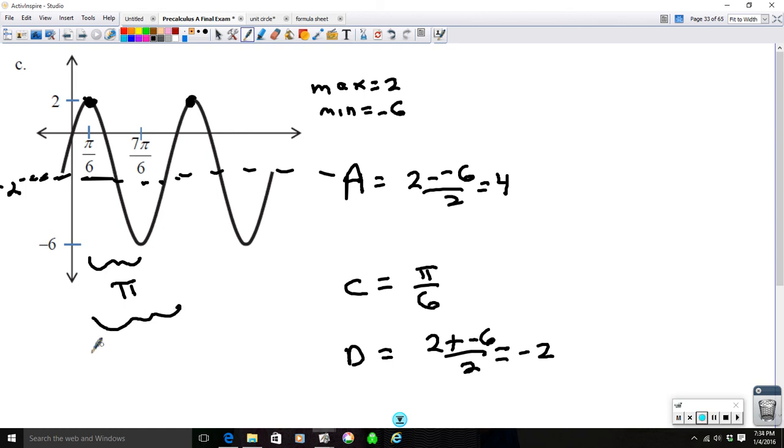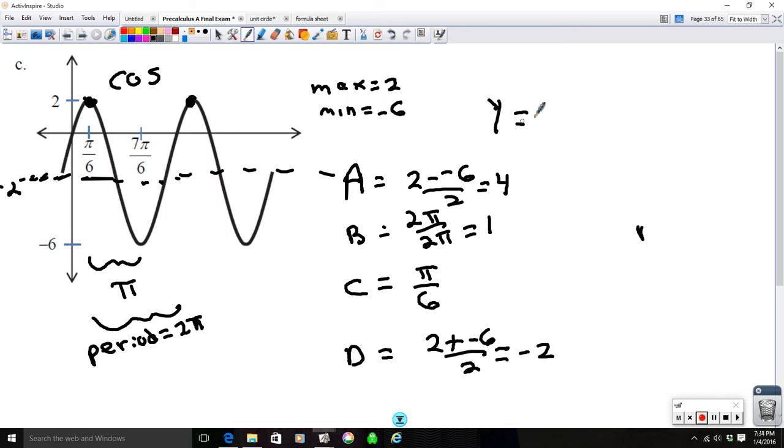So the full period is going to be 2 pi. So B is going to be equal to 2 pi over 2 pi, which is 1. And again, we are using the positive cosine function here. So this should be y equals 4, because that's A, times the cosine of 1x minus pi over 6, minus 2.